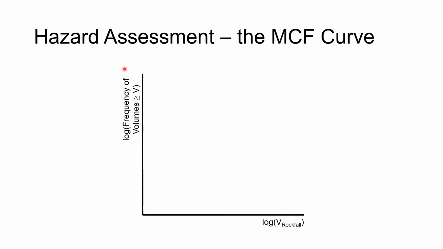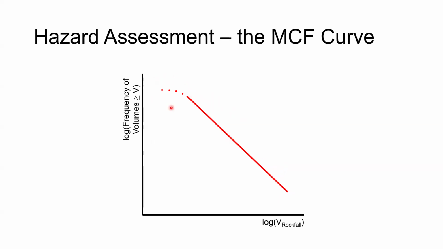And on the vertical axis, we are looking at the log of the complementary cumulative frequency. I say complementary cumulative frequency because it's telling us the frequency of rockfall volumes greater than or equal to a given volume V. When we plot that up, we tend to see this sort of negative relationship where larger rockfalls are less frequent and smaller rockfalls are more frequent. We also tend to see that this trend is linear over most of the range of volumes that we observe.